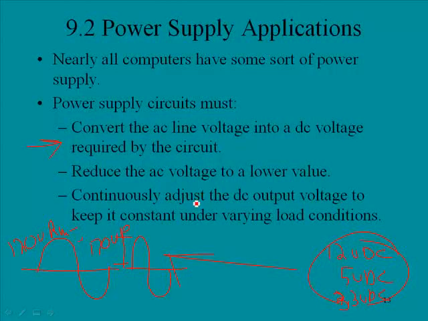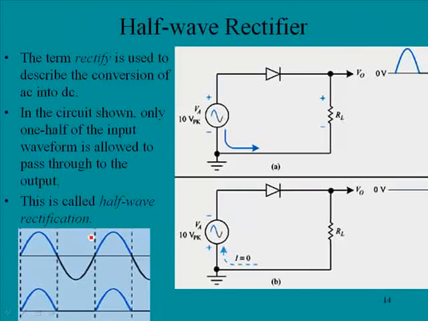And so we're going to have a couple aspects here. We're going to use a transformer to reduce the AC to a lower value, and then we're going to use a rectifier to convert the AC into DC. And we start out with a half-wave rectifier. This is the most basic of rectifiers. The term rectify is used to describe the conversion of AC into DC. In the circuit shown, only one half of the input waveform is allowed to pass through to the output, and this is called half-wave rectification.